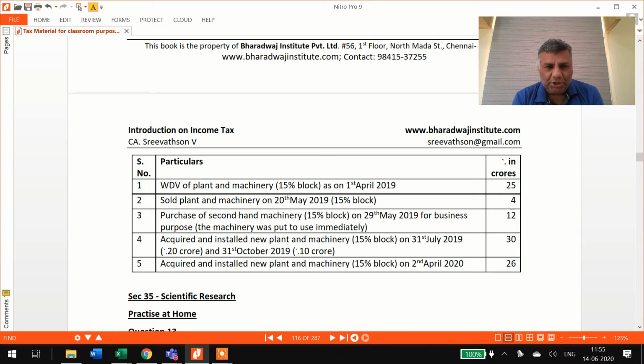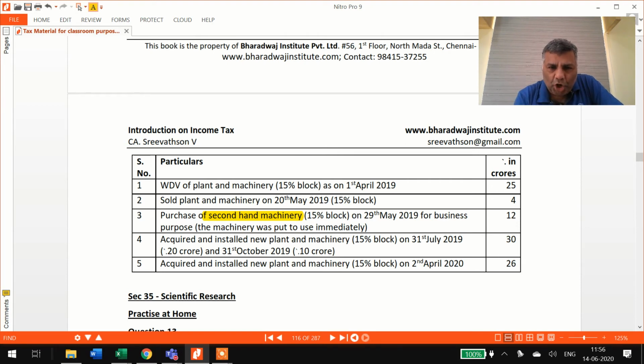Sold plant and machinery on 20th May 19. Purchased second-hand machinery. Take a highlighter and underline this word, second-hand machinery. You will not get additional depreciation or investment allowance for this, reason being it is second-hand machinery and these are available only for new assets. You will get normal depreciation, no doubt about it, but no additional depreciation or investment allowance.